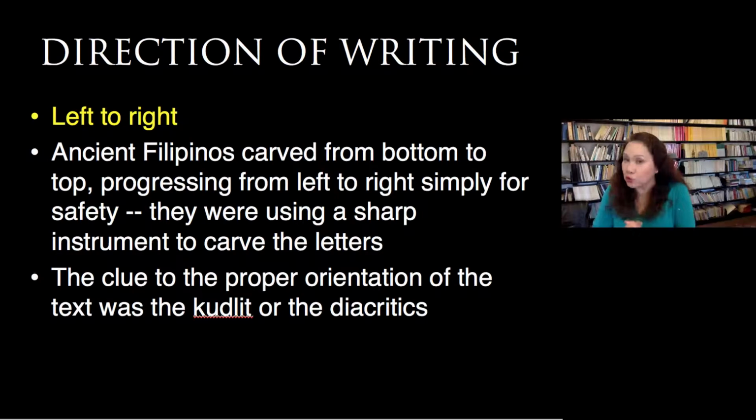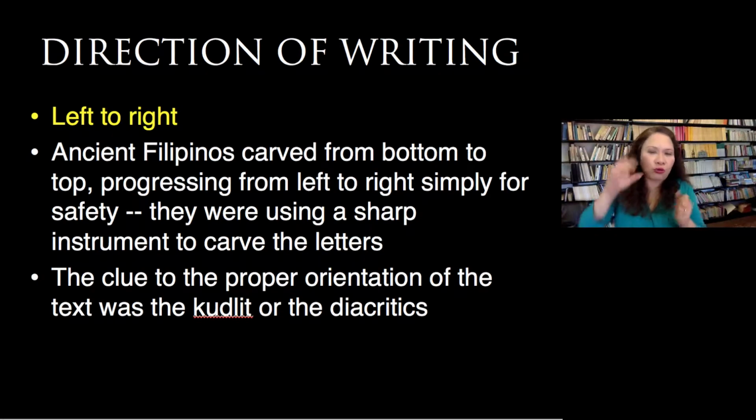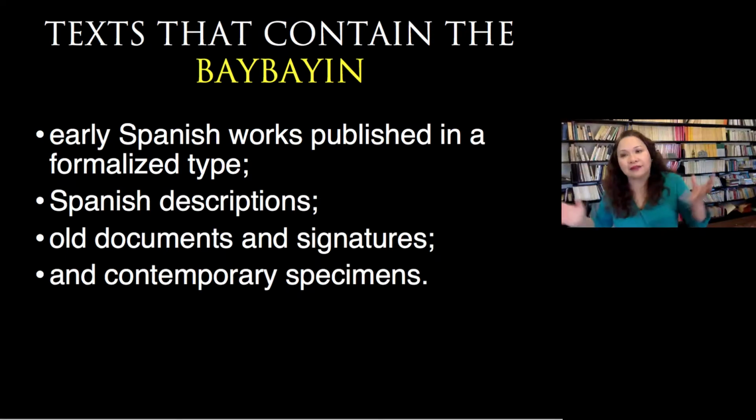Now, the clue to the proper orientation of the text was the kudlit or the diacritics. So, for example, if you're a little bit mixed up and you don't know how to read a Baybayin text that you found, just look at where the kudlits are, and that will help you to figure out what the direction of the text is. Okay. Now, the question that we need to ask is, which text contained the Baybayin?